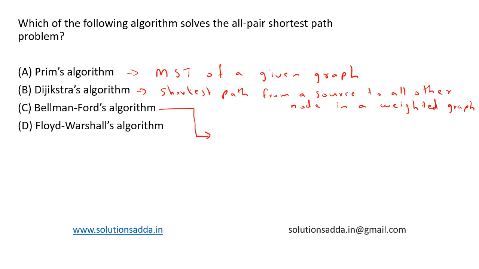Then we have Bellman-Ford algorithm. It is used to find the shortest distance from source to all other nodes in a graph that contain negative weight edges.